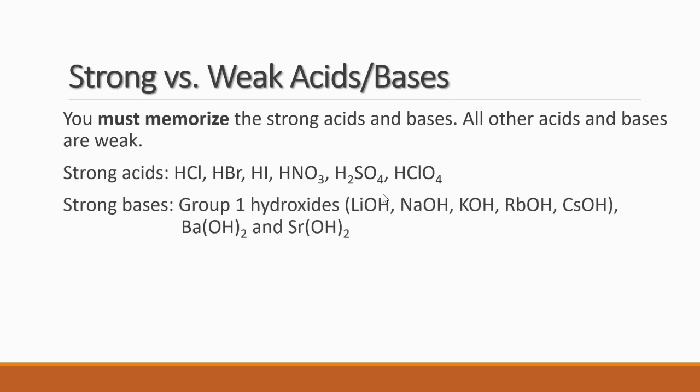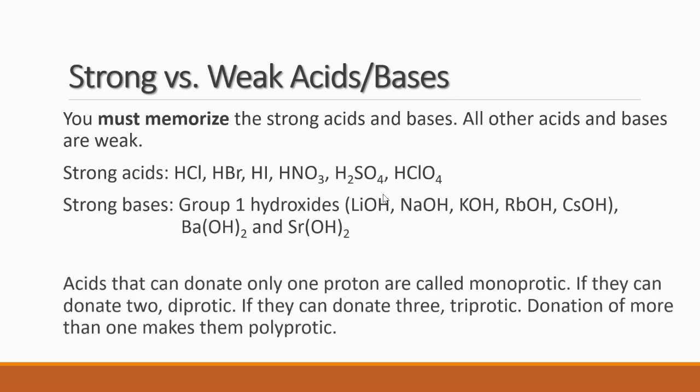So like I said, you do need to memorize these. And just a reminder, an acid that can give away 1 proton is called a monoprotic acid. If they give away 2 protons, it's called a diprotic acid. Some acids can give away 3 protons, and we call those triprotic. And anything that can give away more than 1 is called polyprotic. So diprotic and triprotic are both polyprotic. Those are just vocabulary terms to know about how many hydrogens an acid can give away.